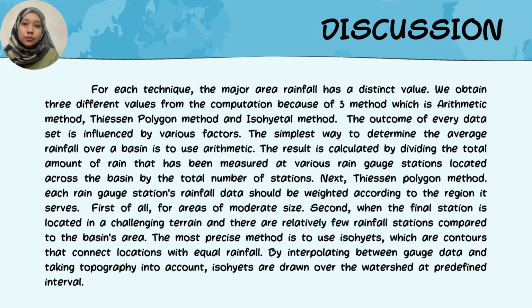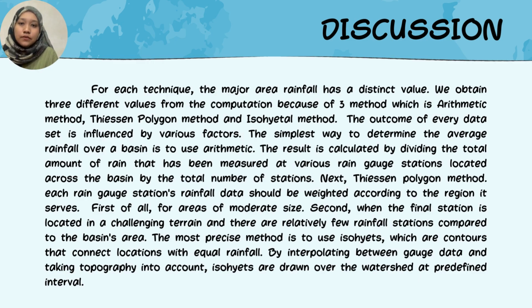The discussion of our group is the measure of error, as rainfall has a distinct value. We obtain three different values from the computation because of three methods, which are arithmetic, Thiessen polygon, and isohyetal method. The outcome of every data set is influenced by various factors. The simplest way to determine the average rainfall over a basin is to use arithmetic. The result is calculated by dividing the total amount of rain that has been measured at various rain gauge stations located across the basin by the total number of stations. Each rain gauge station's rainfall data should be weighed according to its region.